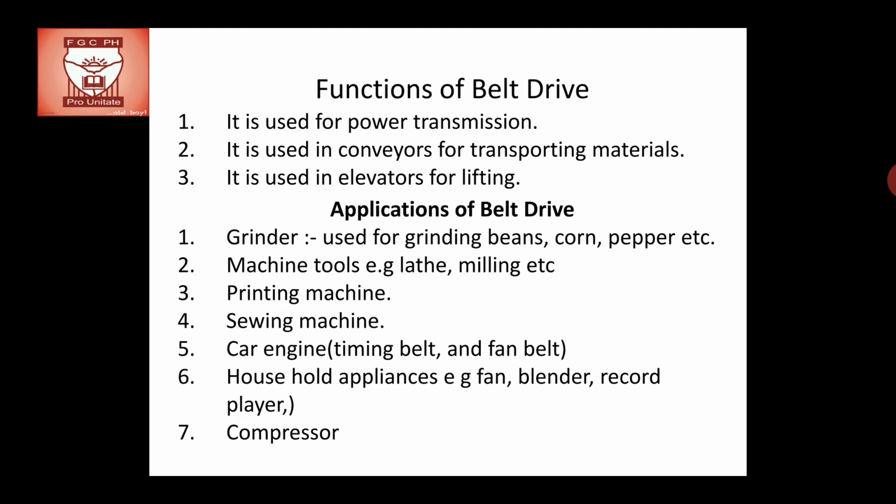The applications of belt drive. Where can this belt drive be used? The appliances or the machines that you can see belt drive. 1 is in grinder. The one used for grinding beans, corn, or pepper in the market or at different locations in your area. If you look closely at that machine, the belt drive is well exposed. You can see the belt and you can see the pulley or the shaft.